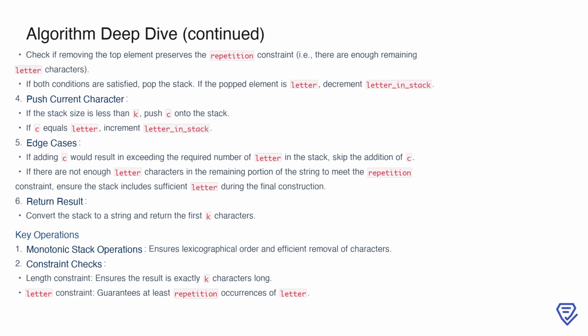Next, we consider whether to push the current character onto the stack. If the stack size is less than k, we add the character. If the character is letter, we also increment letter_in_stack. At every step, we carefully evaluate edge cases, such as ensuring the stack doesn't exceed the required number of letter characters or verifying that the remaining portion of the string can still meet the repetition constraint. Finally, once we've processed all characters, we return the first k characters of the stack as the result.